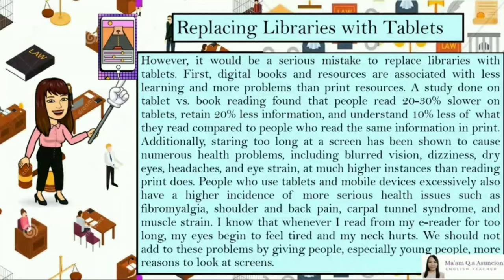I know that whenever I read from my e-reader for too long, my eyes begin to feel tired and my neck hurts. We should not add to these problems by giving people, especially young people, more reasons to look at screens.